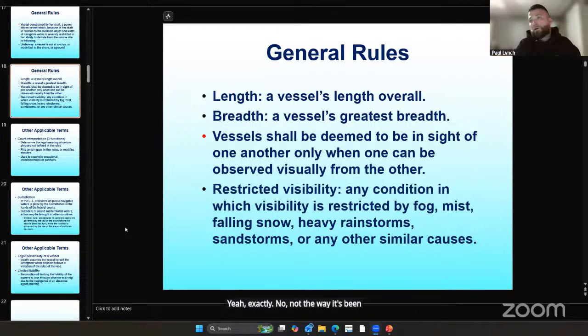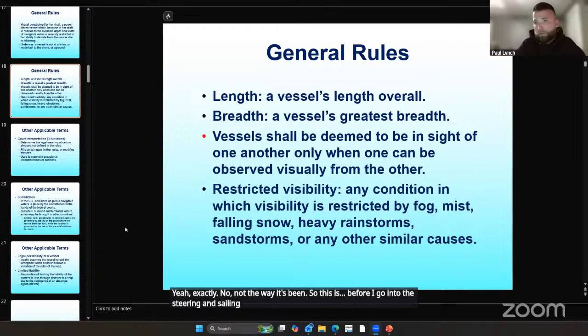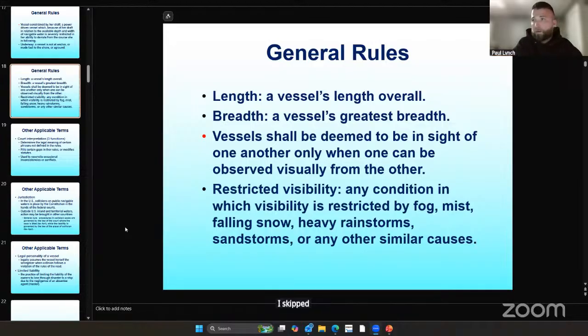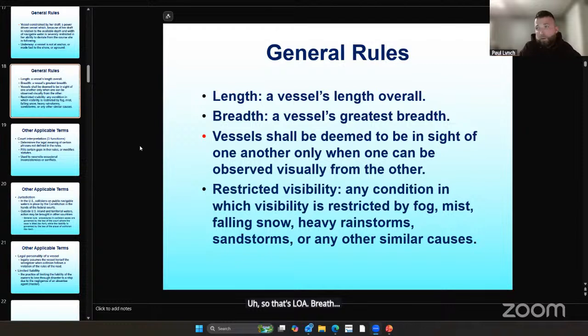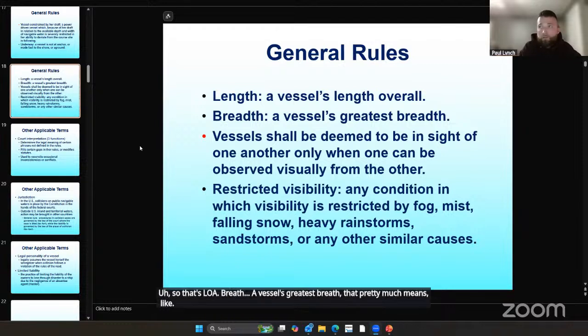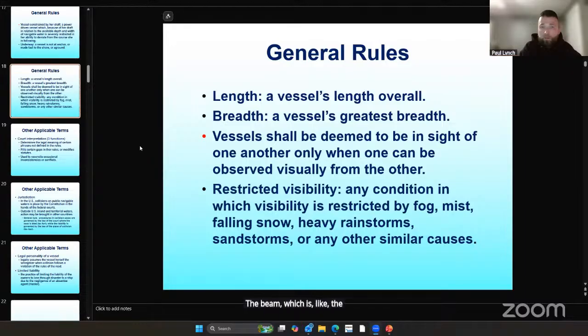So this is before I go into the steering and sailing rules, which we were going to get into. I skipped over this one slide, which was my mistake. Just to go over this quick: the length overall is from bow to the prop. For example, I have a Parker 2820, but the length overall is like 32 feet. So that's LOA. Breadth, a vessel's greatest breadth, pretty much means the beam, which is the widest point of the vessel.